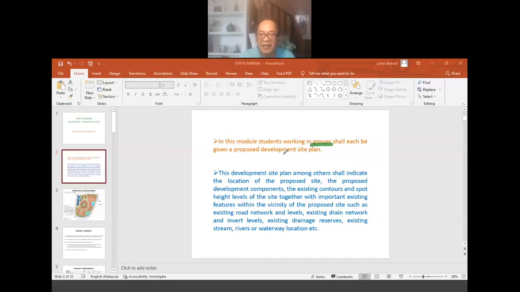One drawing to indicate just the development of the whole site, and another drawing indicating just the contour lines and all the existing features in the site, before development. So you can separate from the single drawing that I've given in learning. You can actually separate into 2 drawings, one indicating the actual site before development, the contour lines and all the important features within the site and around the site.